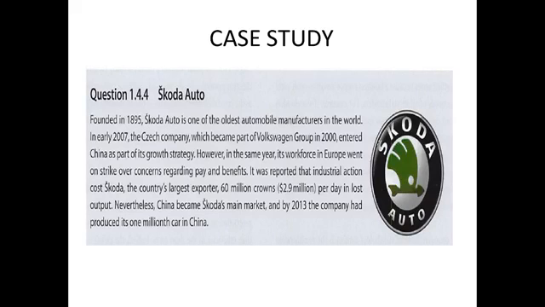by the company. So it was reported that industrial action cost Skoda, the country's largest exporter, 60 million crowns, which comes down to $2.9 million per day. That's big money in lost output.